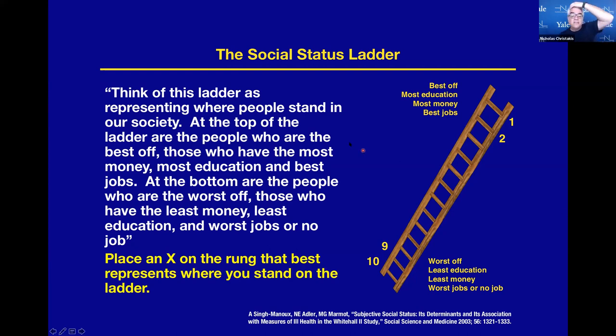So this is taken from your readings. This is Michael Marmot's work, the social status ladder. He produces a kind of metric. He says, think of this ladder as representing where people stand in our society. At the top of the ladder are the people who are the best off, those who have the most money, most education, and best jobs. At the bottom are the people who are the worst off, those who have the least money, least education, and worst jobs or no jobs. Place an X on the rung that best represents where you stand on the ladder.